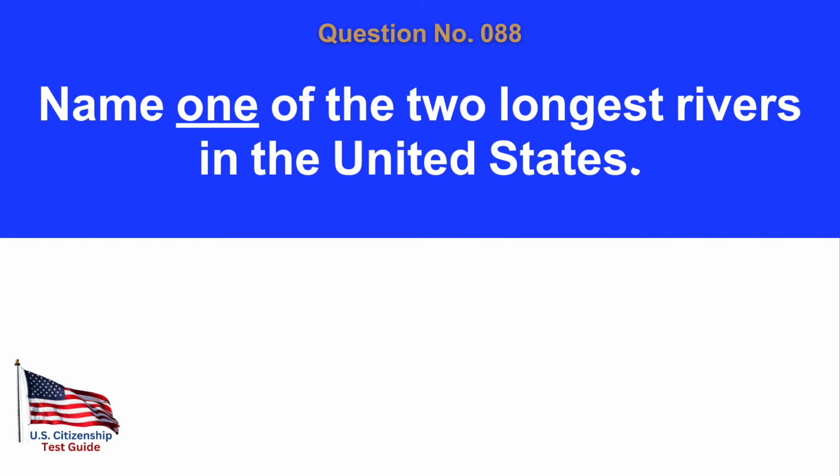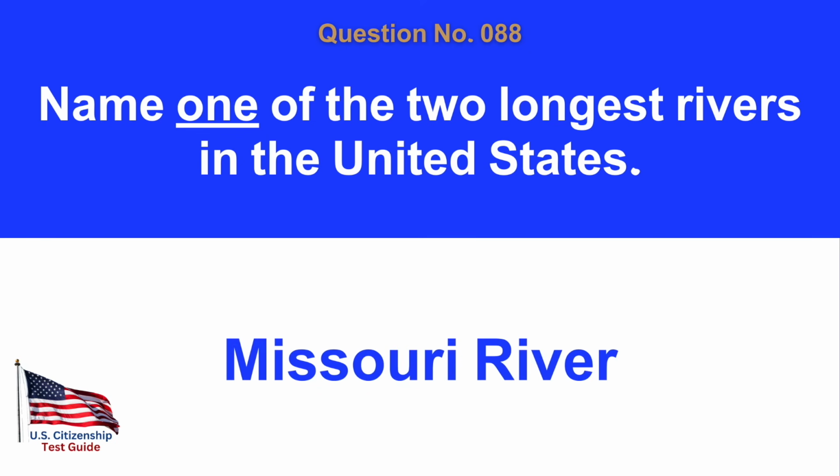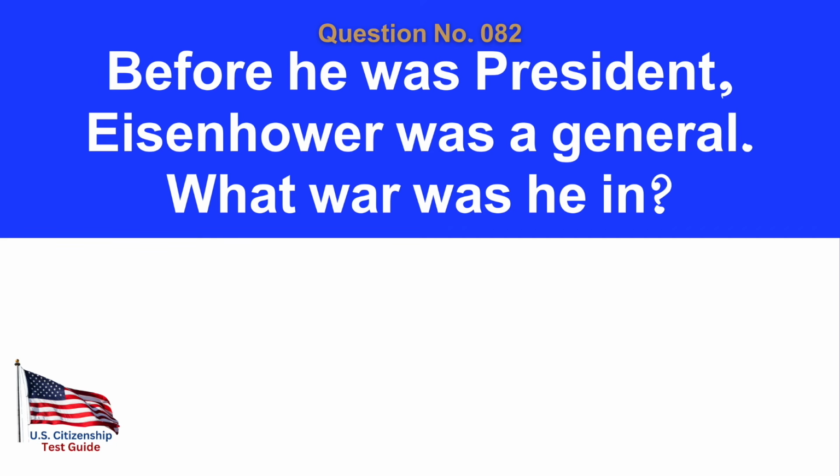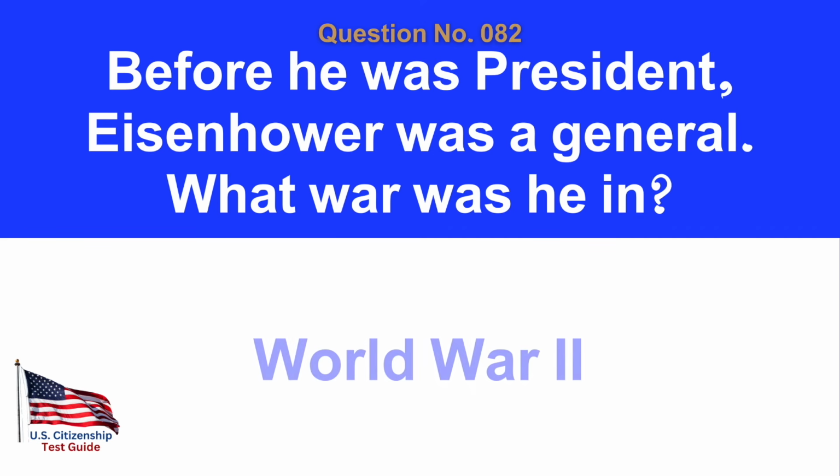Name one of the two longest rivers in the United States. Missouri River. Before he was president, Eisenhower was a general. What war was he in? World War II.